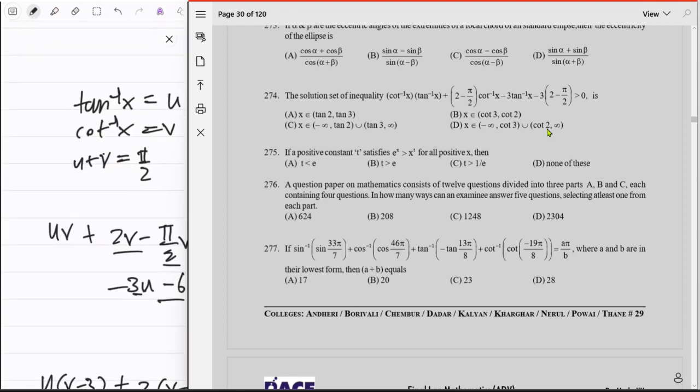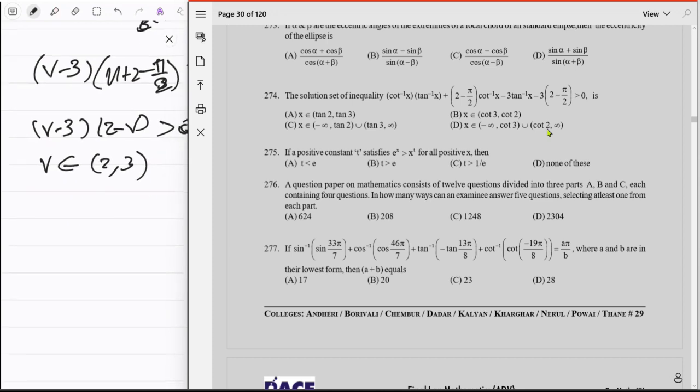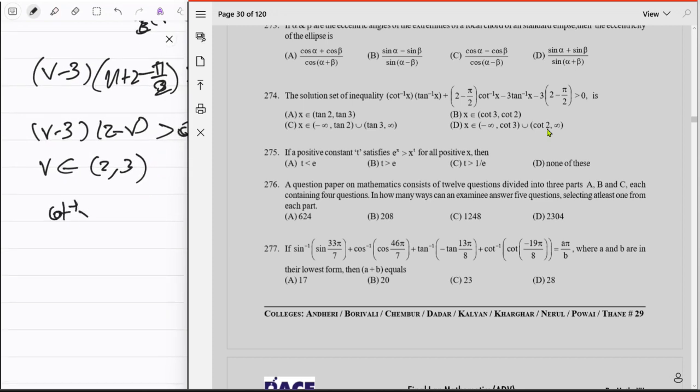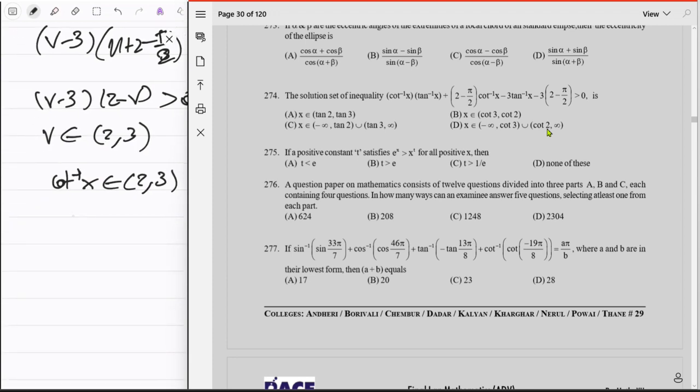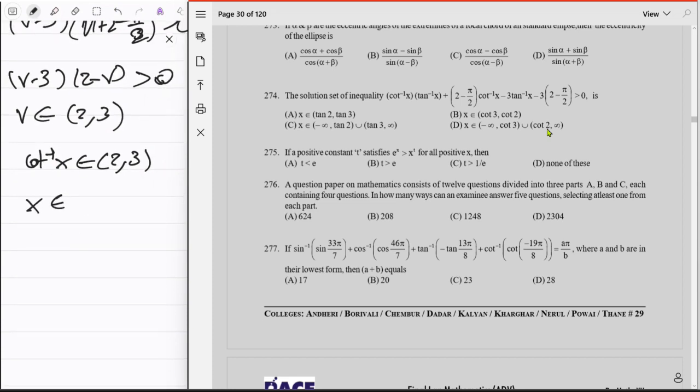What was v? Cot inverse of x, right? So cot inverse of x belongs to 2 to 3. Which means, no, we shouldn't do it that way, yeah, so apply cot here: x belongs to cot 3 to cot 2, because of course cot 2 will be bigger, it's like sin is smaller. So that's just cot 3 to cot 2, which is B. Next question.